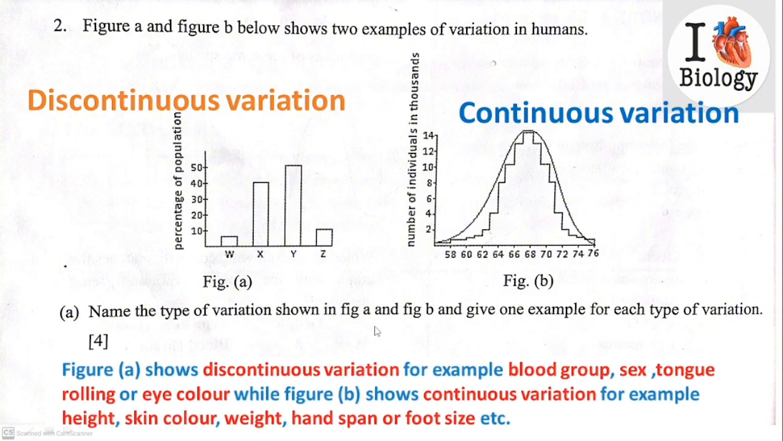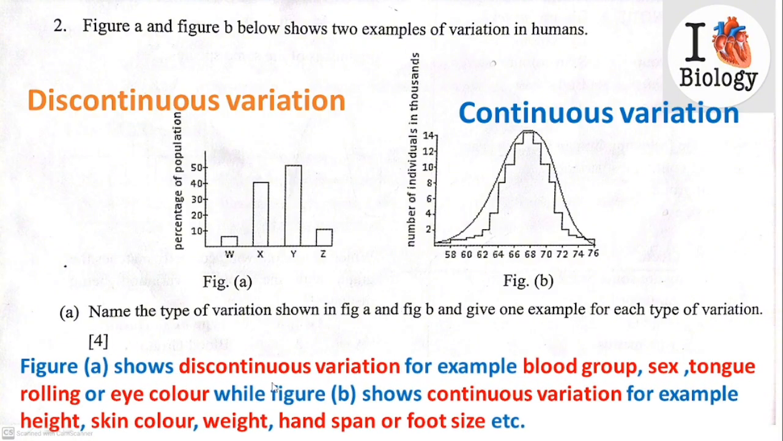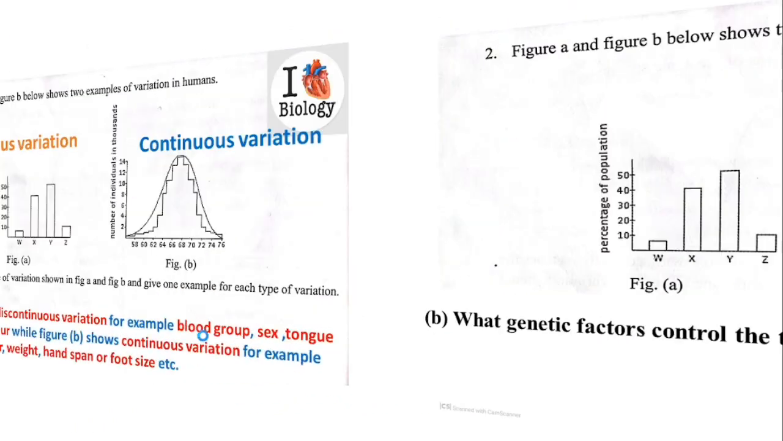So we can write our answer like this: figure A shows discontinuous variation, for example, blood groups, sex, tongue rolling, or eye color, while figure B shows continuous variation, for example, height, skin color, weight, hand span, or foot size. So this is the answer to our question A, and you'll be given the 4 marks. Let us now move on to our next question.